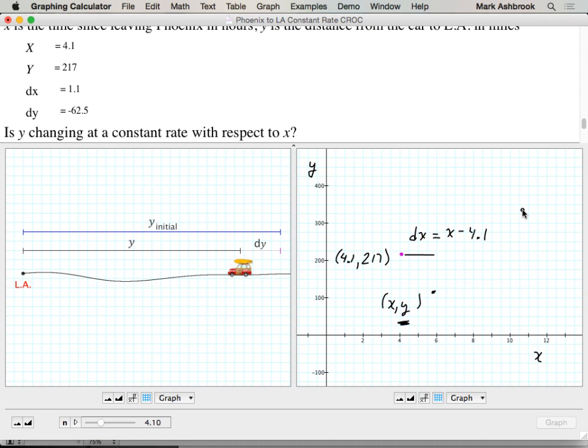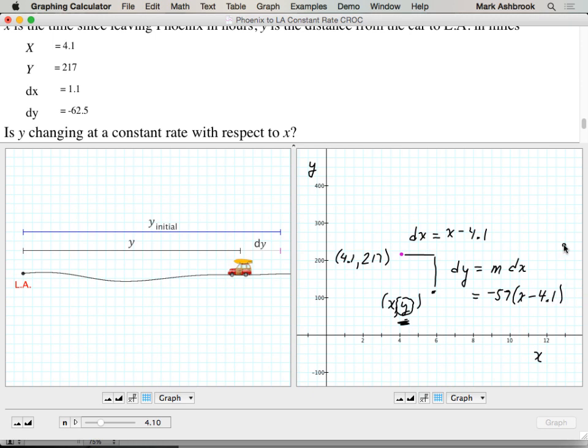When x changed that much, how much did y change? Now we don't want to do final minus initial this time. Instead, we want to use what we know about constant rate of change. I could say y final minus y initial, but I'm trying to figure out what that y final is. That's my goal. So instead, I've got another way to find dy: m dx. M is negative 57. dx is, we just found it, x minus 4.1.